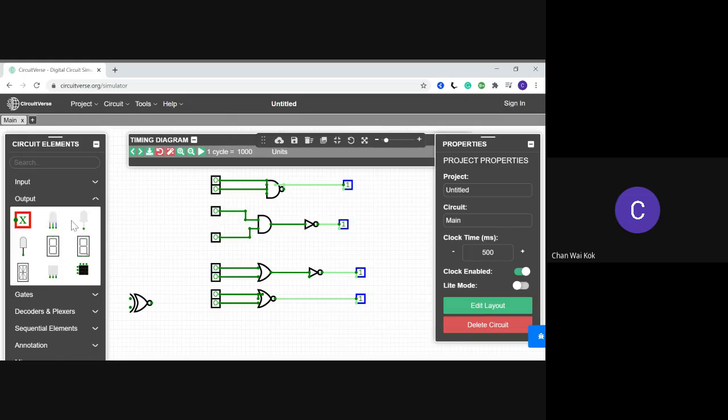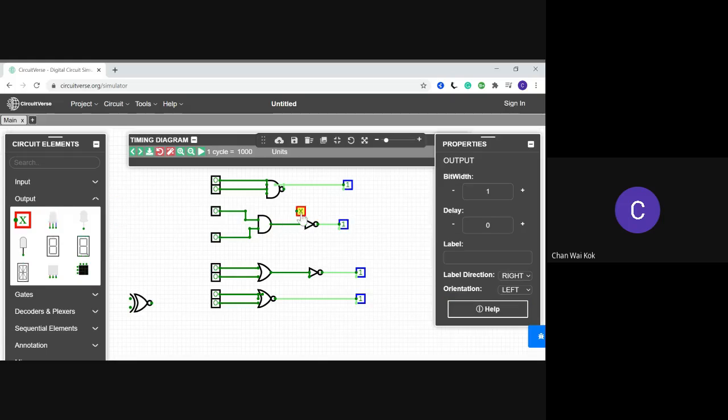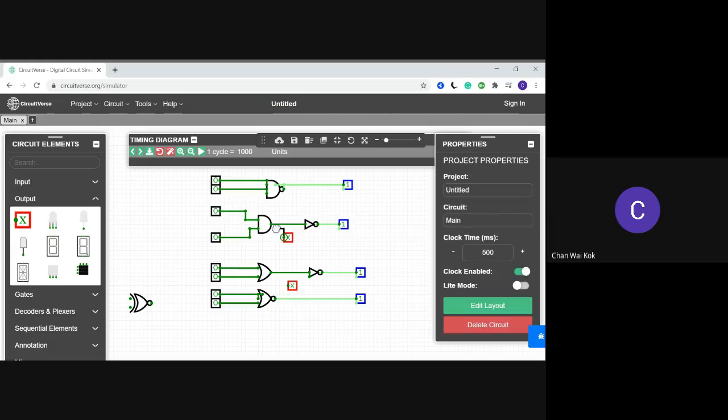You can have LED. You have hex display, 7-segment display, square, all these 16-segment display. Then you have gates. So these are the gates that you use. So let me take another output. Oh, cannot put another output here, put here. And I put another output here. So I connect the wire.